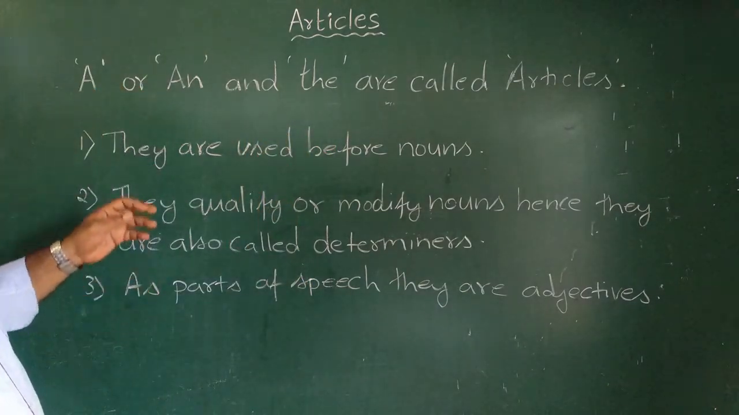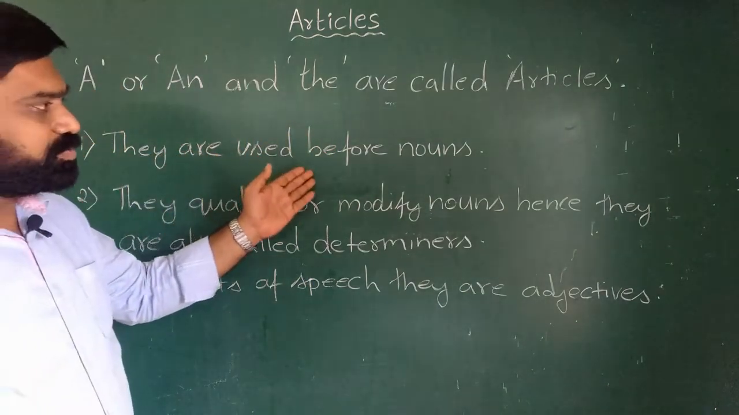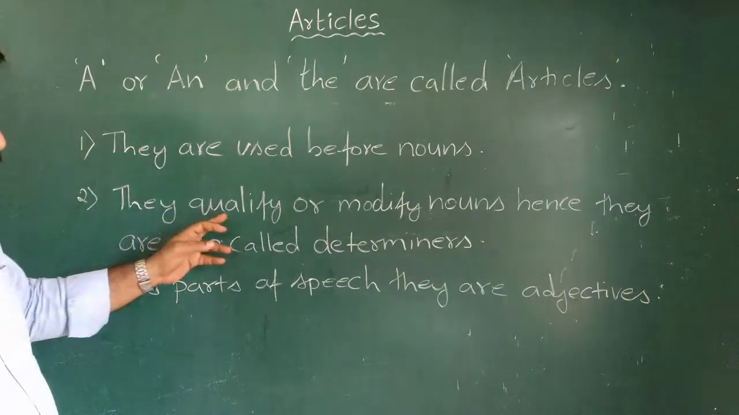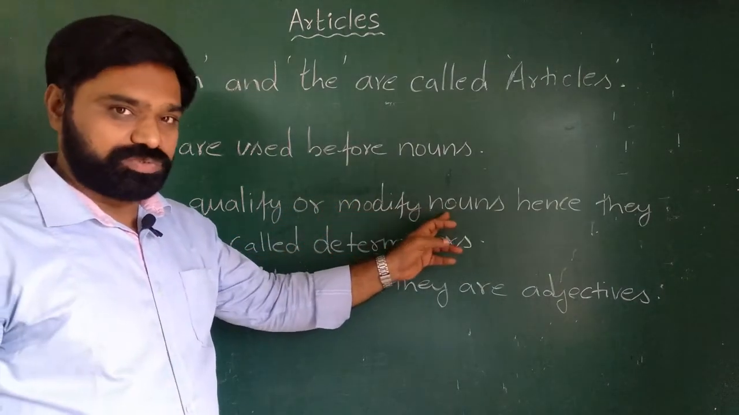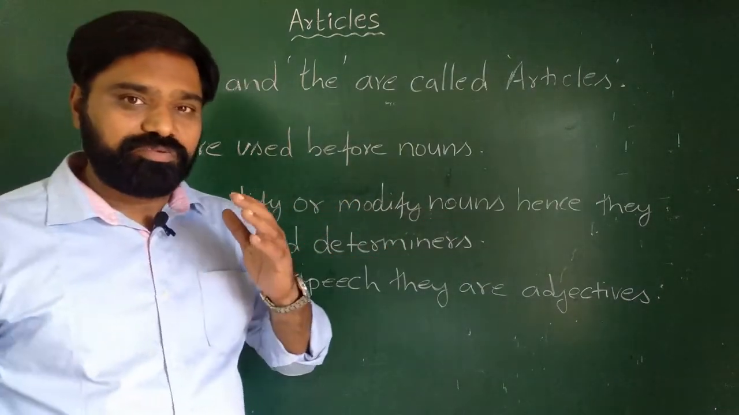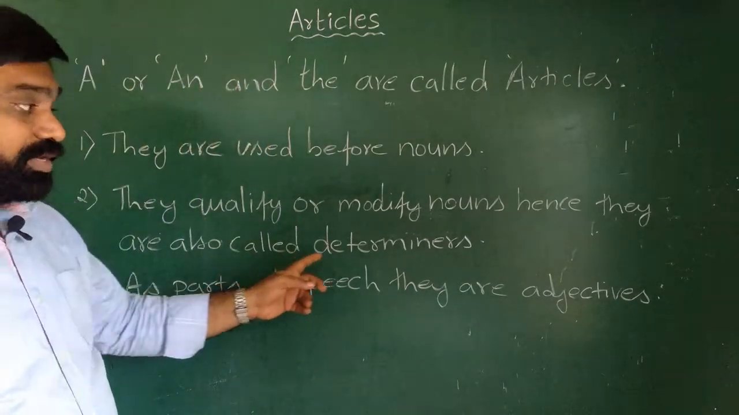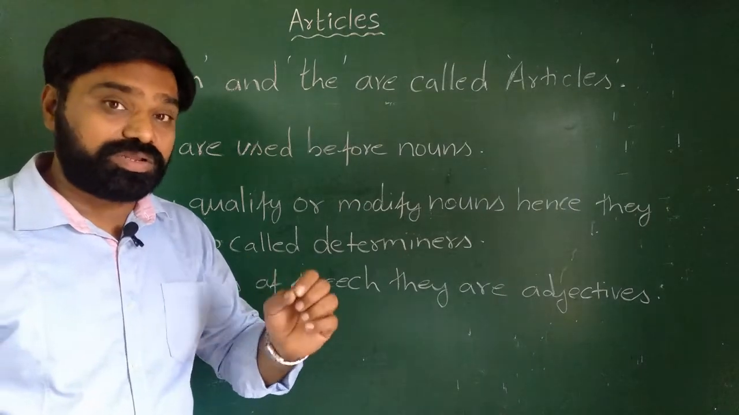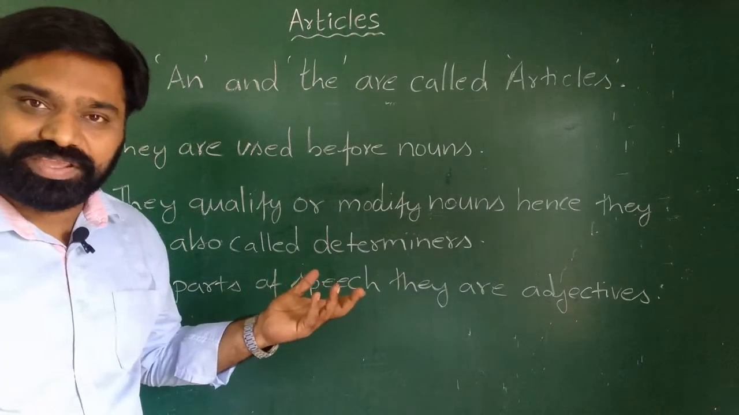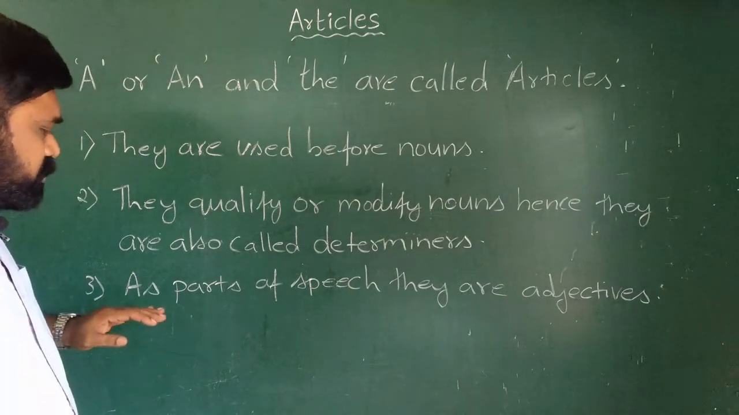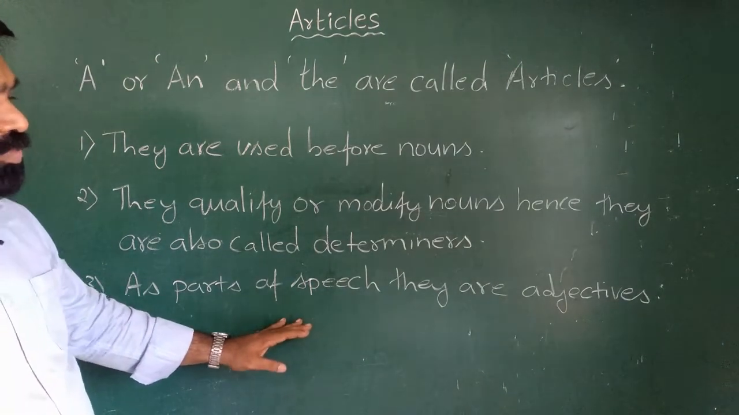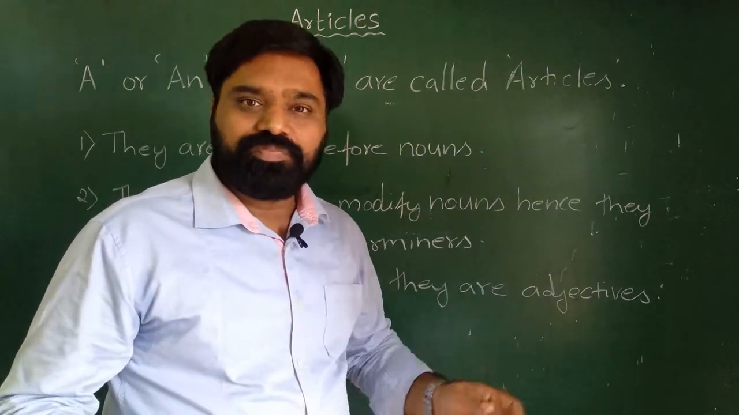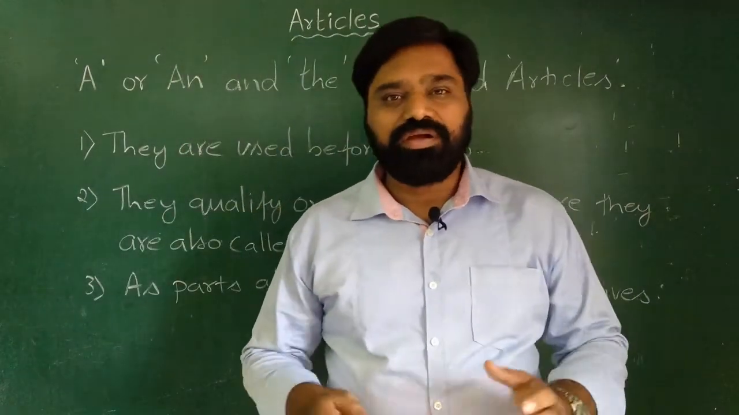Let us see further. These articles are always used before nouns. We use them before nouns, and hence they qualify or modify nouns. As they qualify or modify nouns, they are called determiners. So we can say that articles are also called determiners because they modify the noun. Finally, speaking in terms of parts of speech, articles are always adjectives. So that is how articles can be understood.